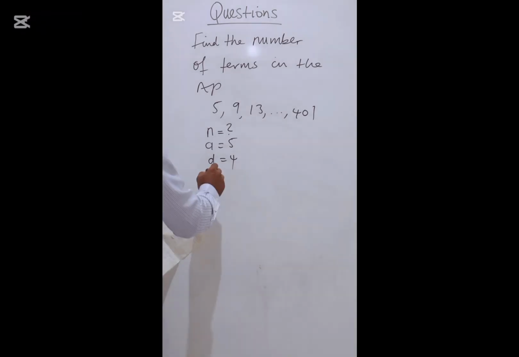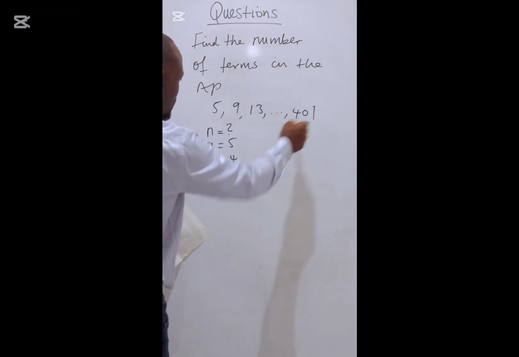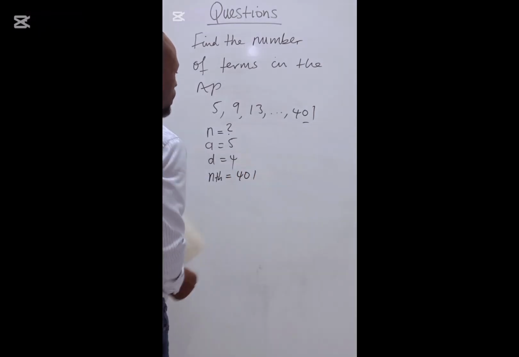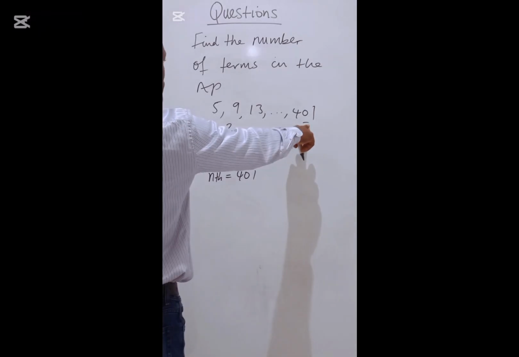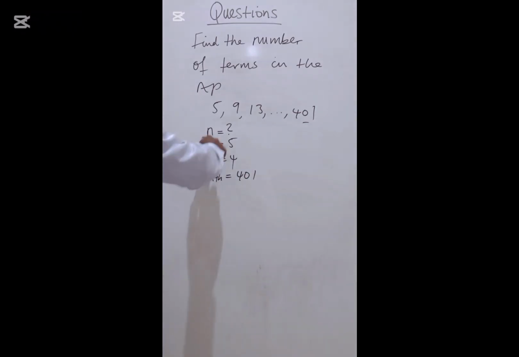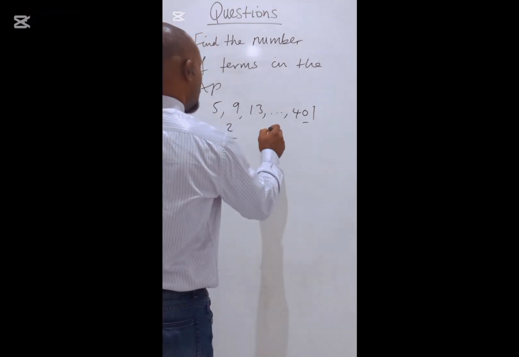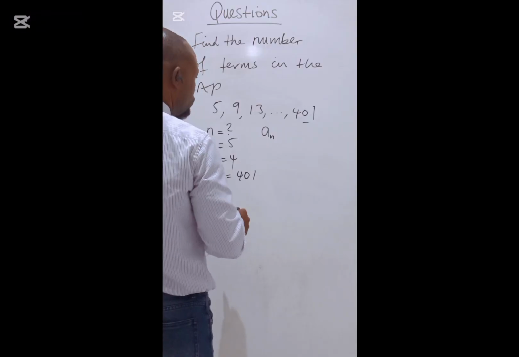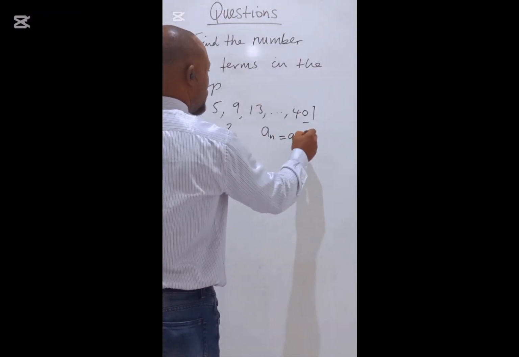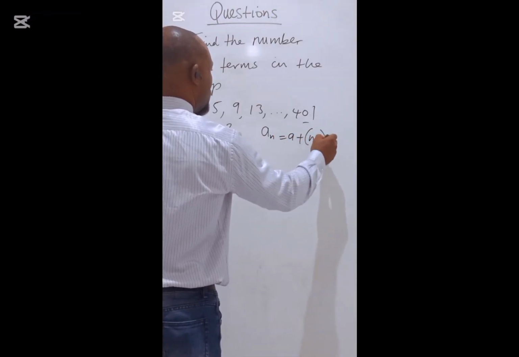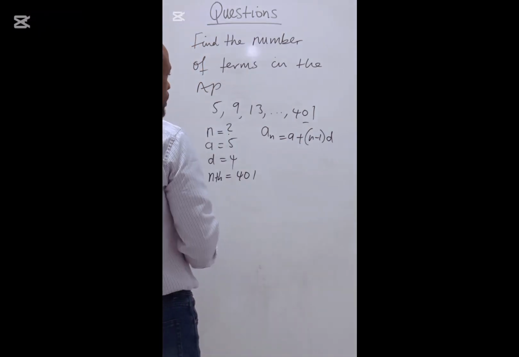The value of the nth term in the sequence is given as 401. So the value of the nth term is 401, but the number of terms in the sequence, we don't know that. We have to look for it. So we're going to use the formula an is equal to a plus n minus 1 multiplied by common difference.